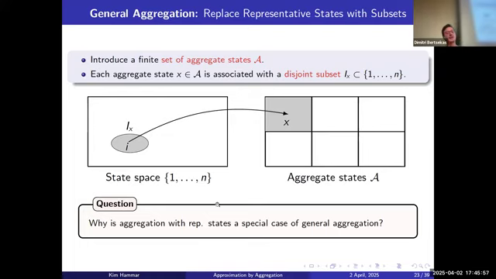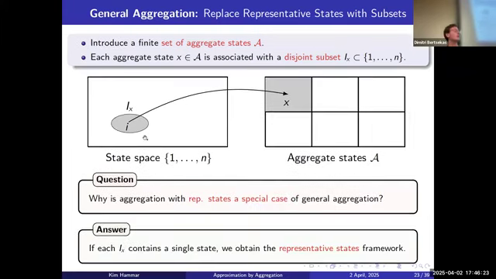So the clue here is that we associate each aggregate state with a subset, but we don't say anything about the size of this subset. So what happens when this subset is just one element? Yeah, so when I_x is just a singleton, just one element, then it's effectively equivalent to aggregation with representative states. So aggregation with representative states is indeed a special case of the general framework.